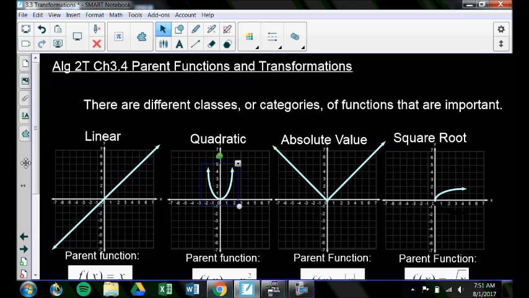We're going to talk about parent functions and their transformations today. This is one of our most important videos and lessons of this class. What we learn in this lesson we will use for the rest of the year, pretty much every chapter, almost every lesson, over and over and over.